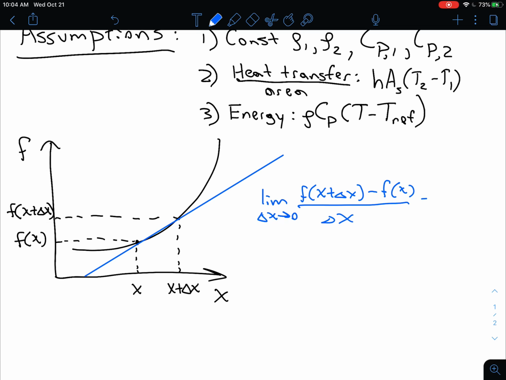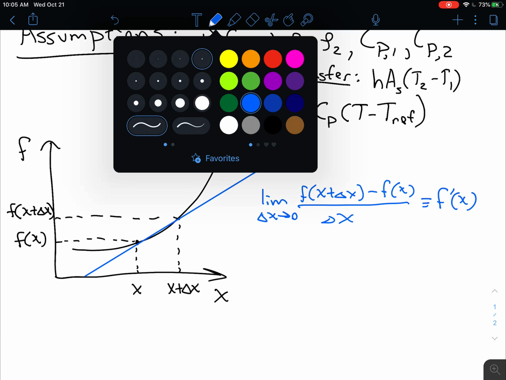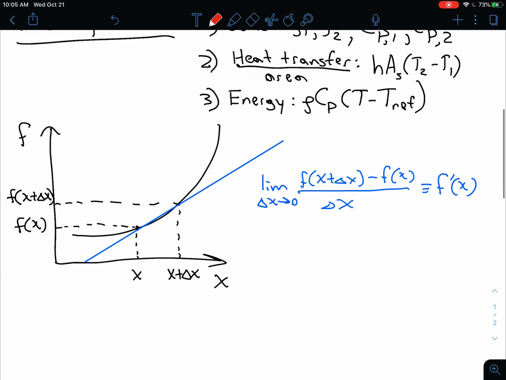In fact, this is the definition of f prime of x. So the derivative is the slope of the tangent line that you get by taking the limit as delta x goes to 0. Remember that when we actually do this differential balance, we're going to apply this to calculate differential equations in terms of the temperatures. So let's come back to our balance.